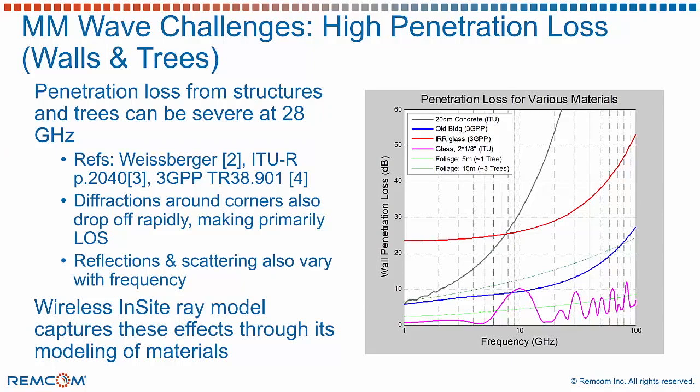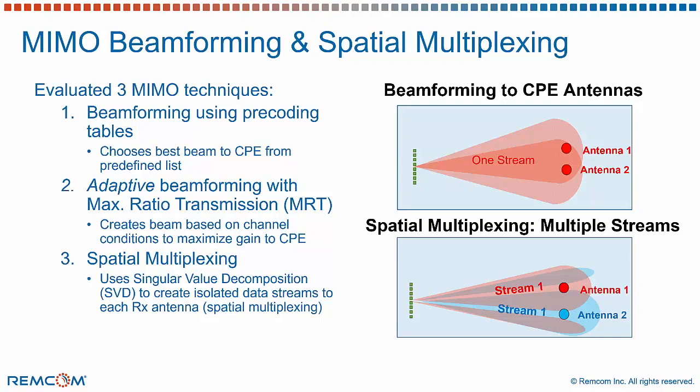Wireless Insight's array models capture all of these effects, which make it possible to estimate what kind of effect they're going to have on the final results. Now, fortunately, 5G offers some things that can help to overcome some of these effects. One of the big ones is MIMO beamforming, and spatial multiplexing is another.